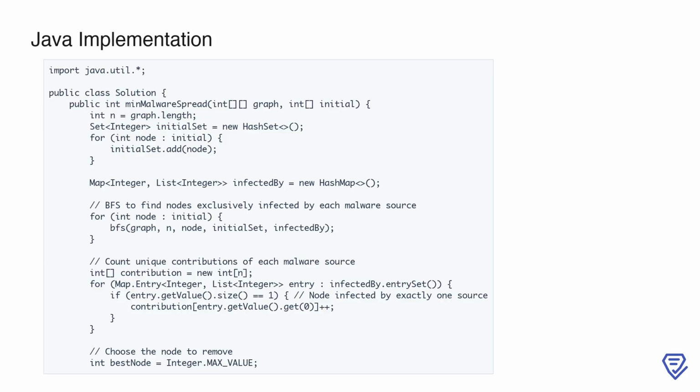After the BFS, we calculate the unique contribution of each malware source by iterating through the infected_by map and counting how many nodes are solely impacted by each source. This count is stored in the contribution array, which is indexed by the node number. Finally, we prepare to choose the best node to remove, which we'll determine based on the unique contributions.